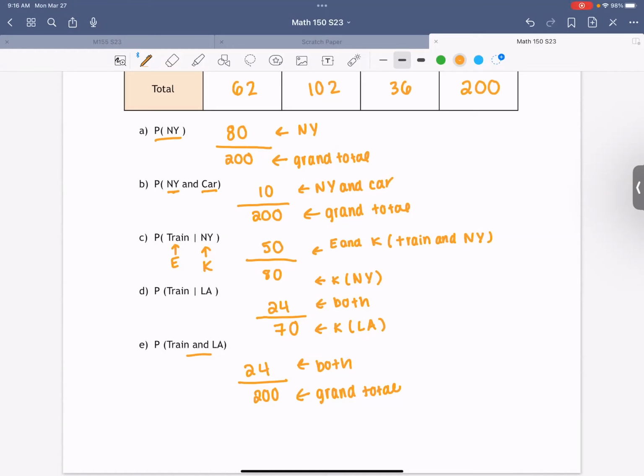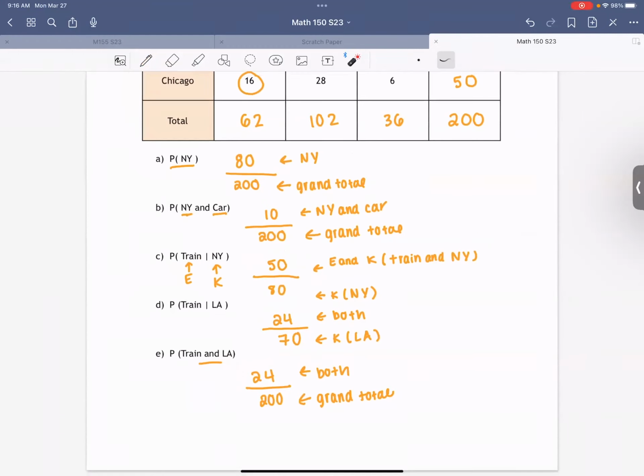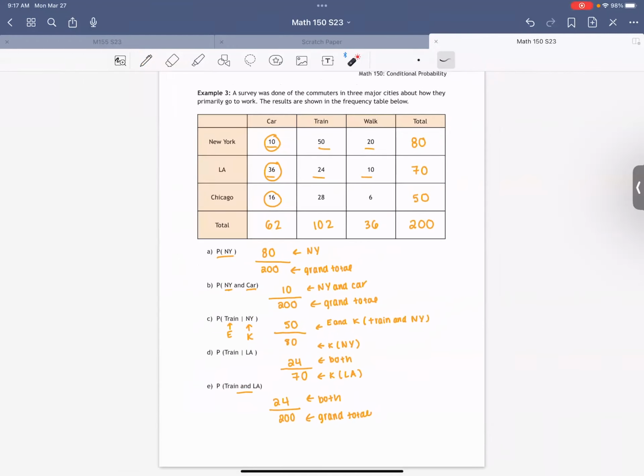So basically the difference between conditional and regular probability is that bottom number, right? We're kind of deselecting people from the entire sample when we do conditional probability. All right. Any questions on example number 3?